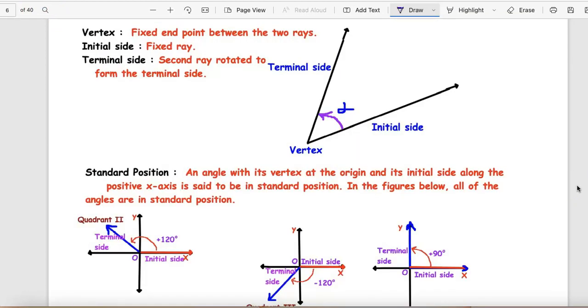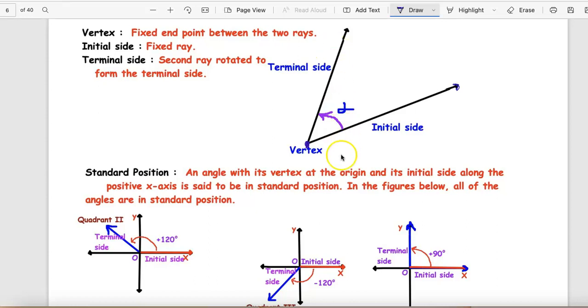Vertex. What is a vertex? As I explained on the previous slide, a vertex is the fixed end point. This is the fixed end point over here between the two rays. What is a ray? A ray is an arrow, having one arrow over here. Initial side, that's a fixed ray, a starting ray which doesn't change, it stays in one place. And terminal side, the second ray, is rotated to form the terminal side.